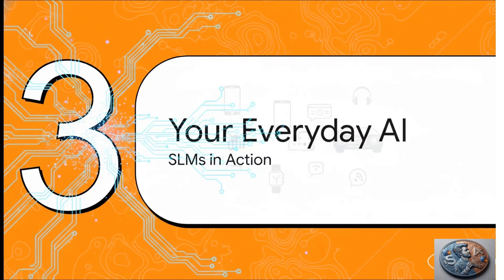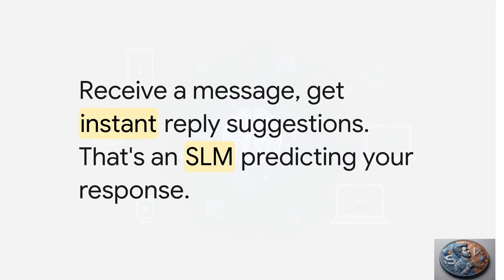All right, so we've covered the what and the why. Now let's look at where you're actually bumping into these SLMs in your everyday life, because you're probably using them all the time without even realizing it. Let's start with messaging. You get a text that says, "Are you coming to the meeting?" And bam, instantly, your phone suggests replies like yes or "I'm on my way." That little bit of predictive magic, that's a small language model at work.